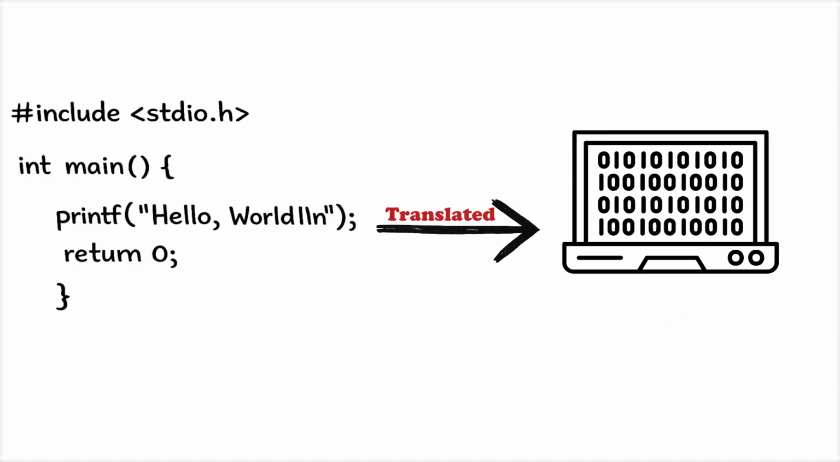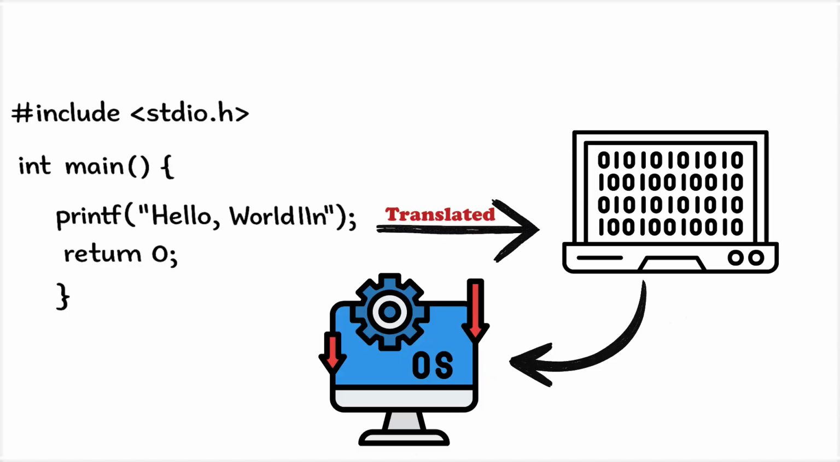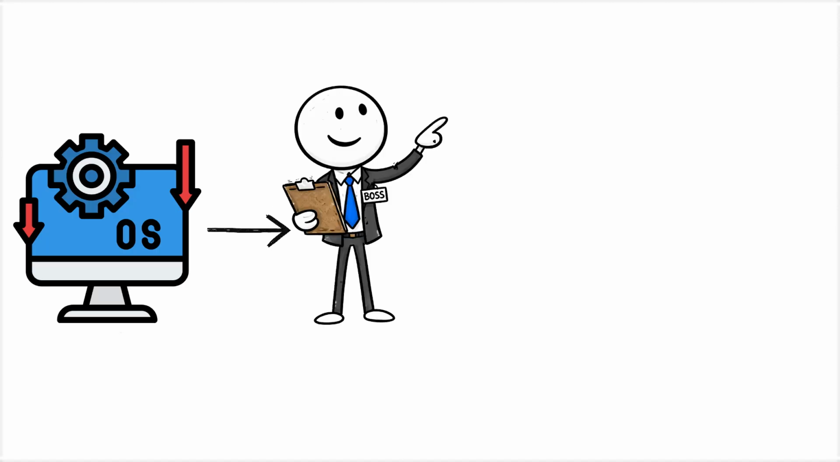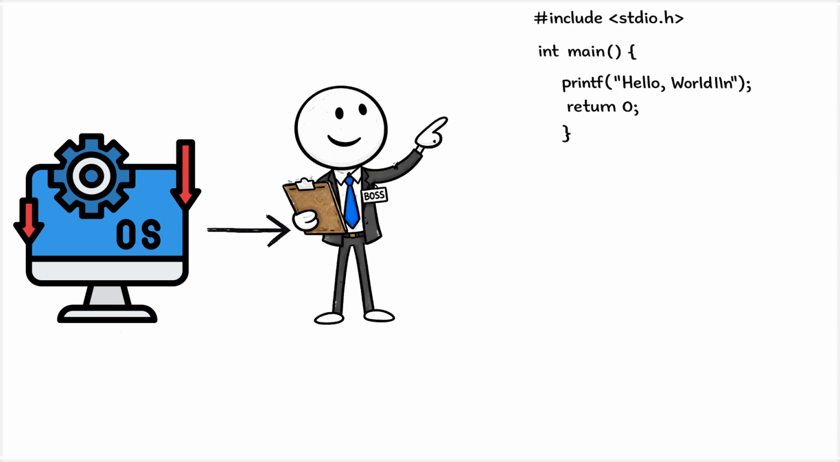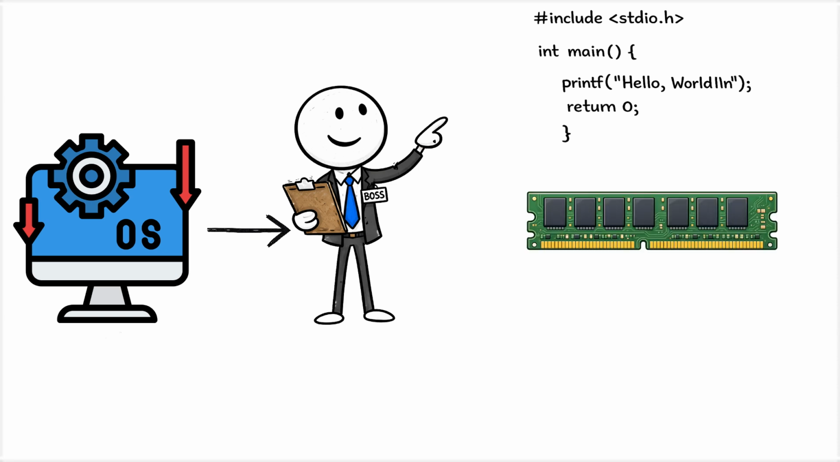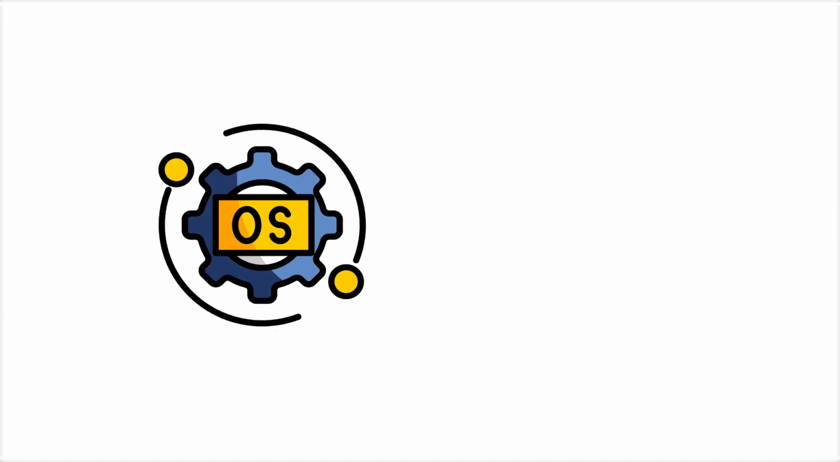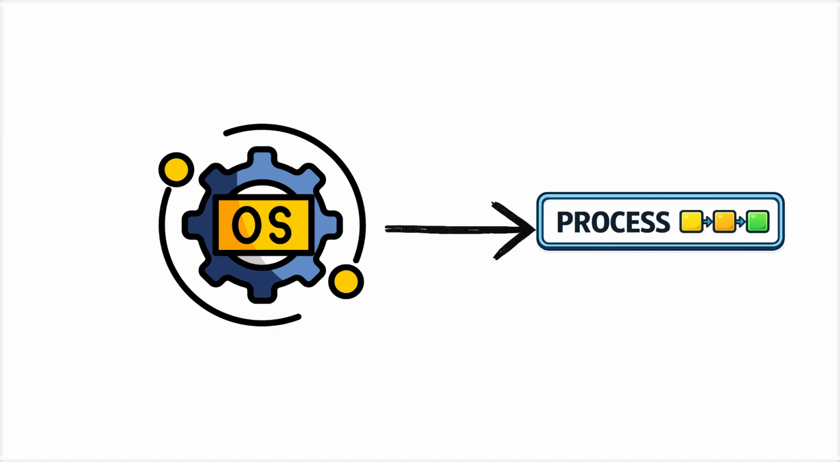Once the code is translated, the operating system gets involved. The operating system is like a manager. It decides whether your program is allowed to run, how much memory it can use, and how much attention it gets from the processor. When you double-click an app or run a command, the operating system creates a new process for that program. A process is basically a live instance of your code.